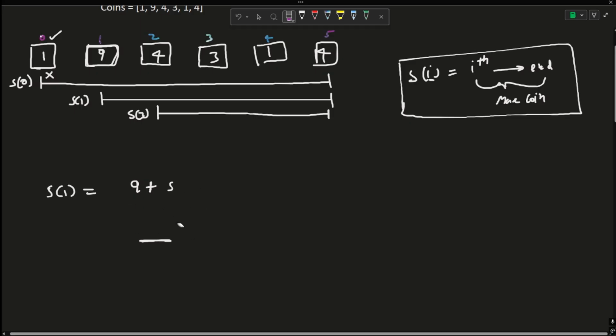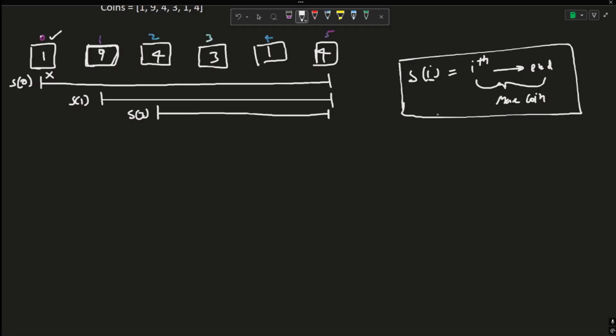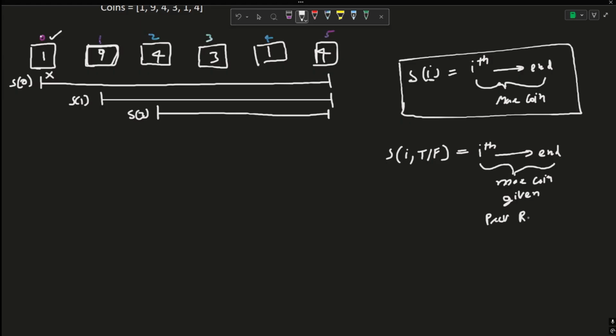So what I can do is modify this by saying I have i, plus a true or false. What does this mean? I have to start from the ith position, go till the end, get the max coin, given this new piece of information we added: whether we have previously robbed the previous house or not. So this would be true or false.